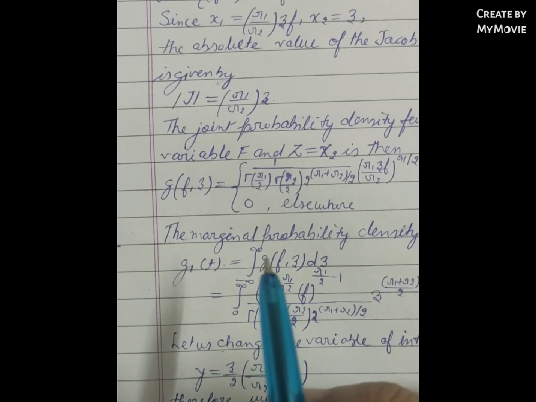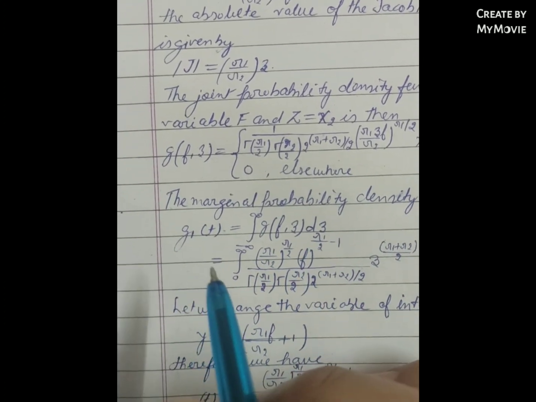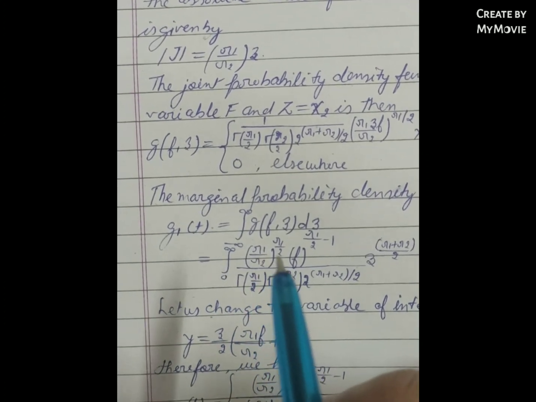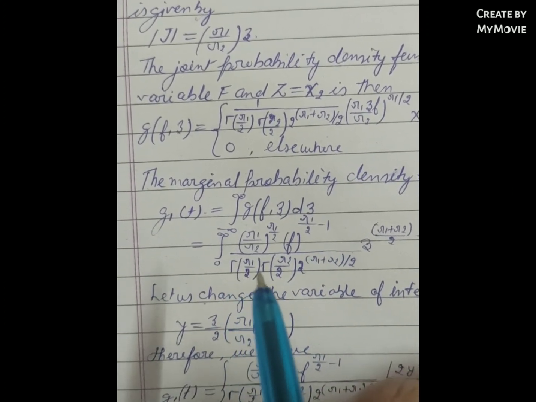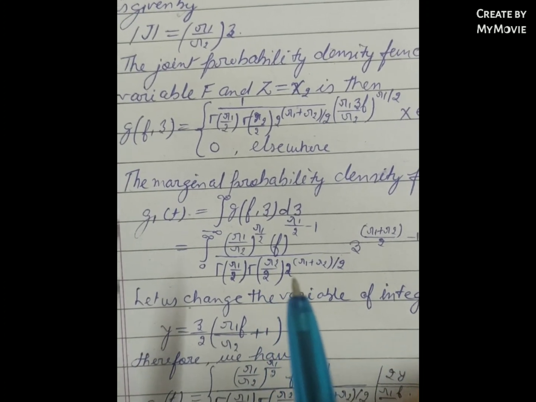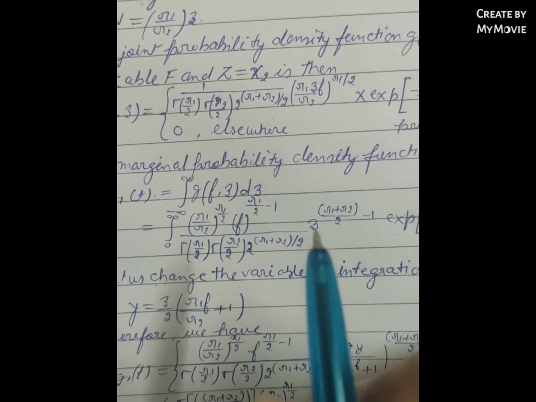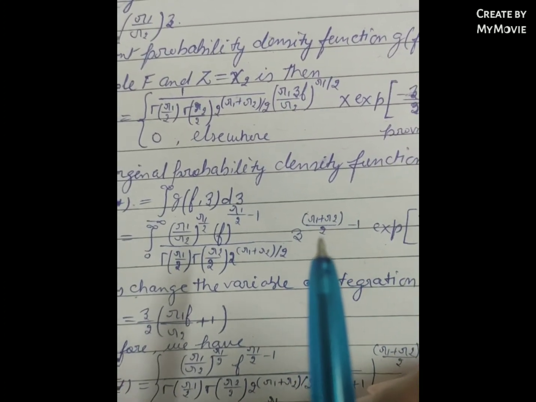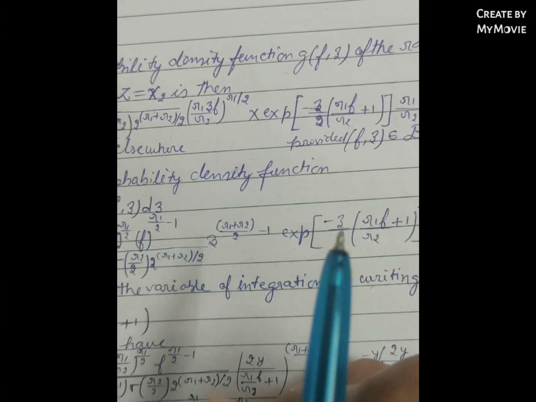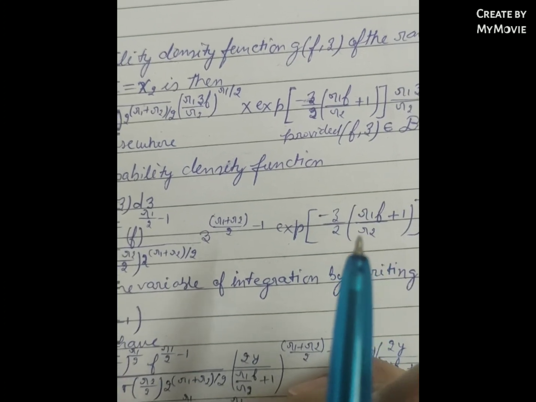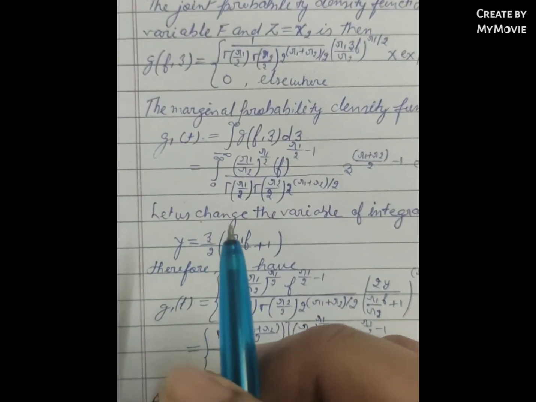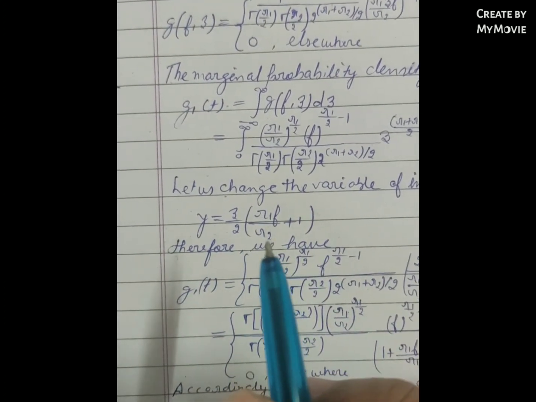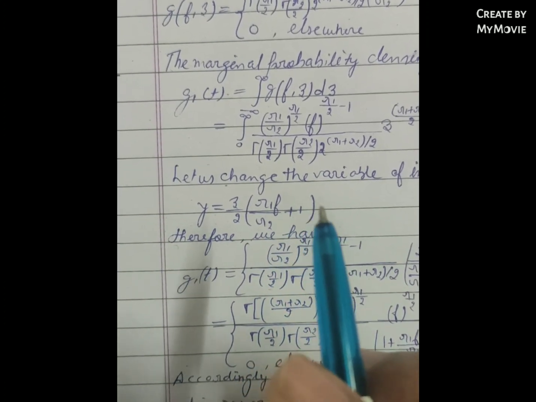g1(f) is equal to the integral from minus infinity to plus infinity of g(f, z) dz, equal to the integral from 0 to infinity of (r1/r2) raised to power r1/2 f raised to power r1/2 minus 1 upon Γ(r1/2) Γ(r2/2) 2^((r1+r2)/2) into z raised to power (r1+r2)/2 minus 1 exponential [minus z/2 (r1 f/r2 + 1)] dz. Let us change the variable of integration by writing y is equal to z/2 (r1 f/r2 + 1).